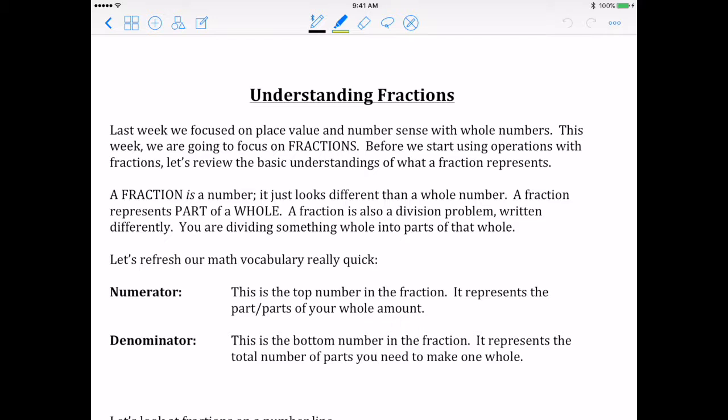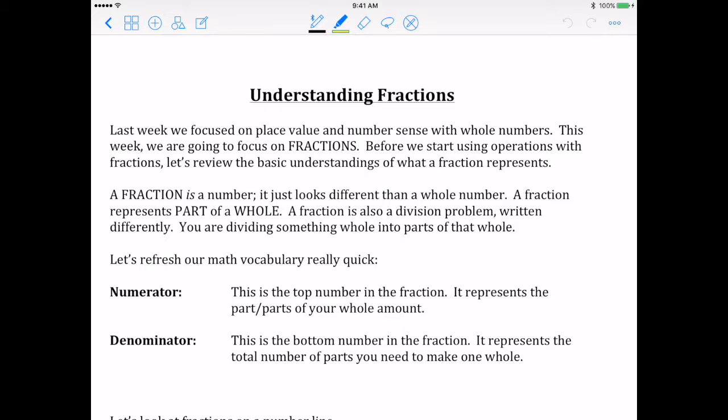A fraction is a number. It just looks different than a whole number. A fraction represents part of a whole. A fraction also is a division problem written differently. You are dividing something whole into parts of that whole. So let's refresh our math vocabulary really quick.